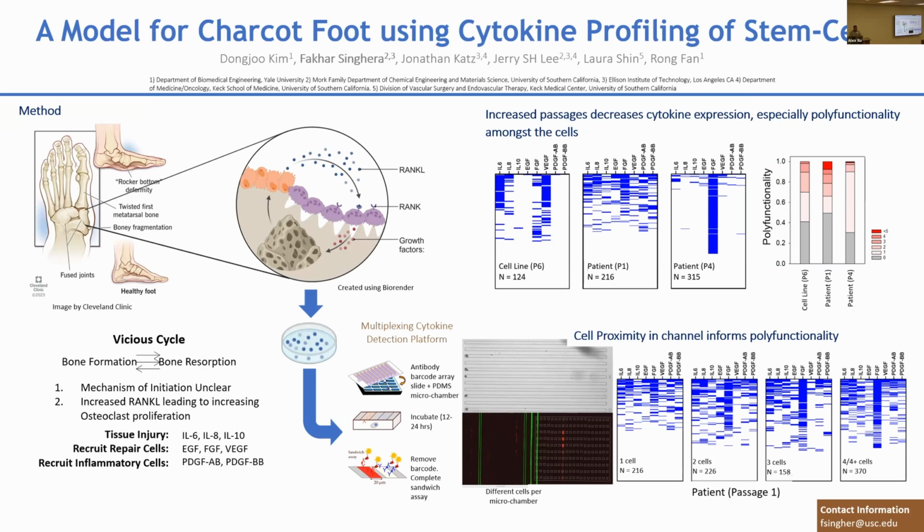It's thought to be caused by an interplay between RANKL and RANK, and that causes a lot of osteoclast recruitment that continuously causes the bone to try to break down, and a little bit builds up again, and it breaks down again. There's no actual model for it, so we were trying to figure out what the mechanism of initiation is. To do that, we've been looking at cytokines that are expressed and that cause tissue injury or recruit repair cells and inflammatory cells.